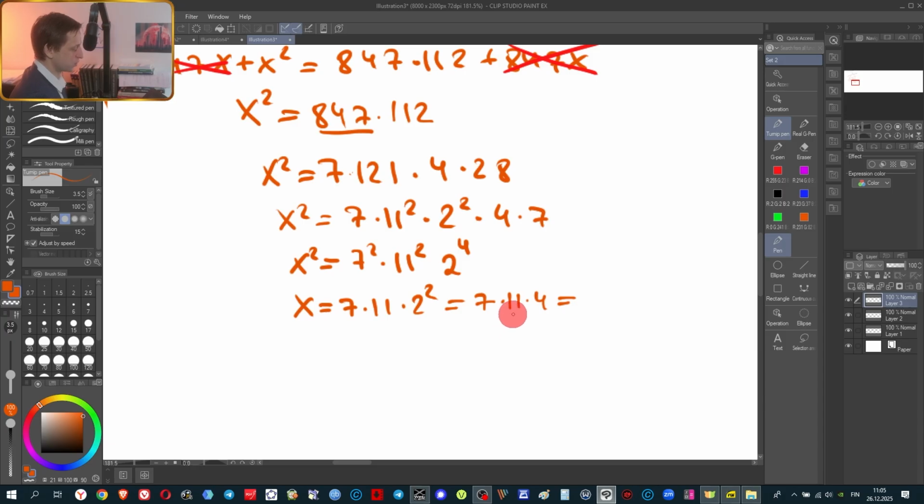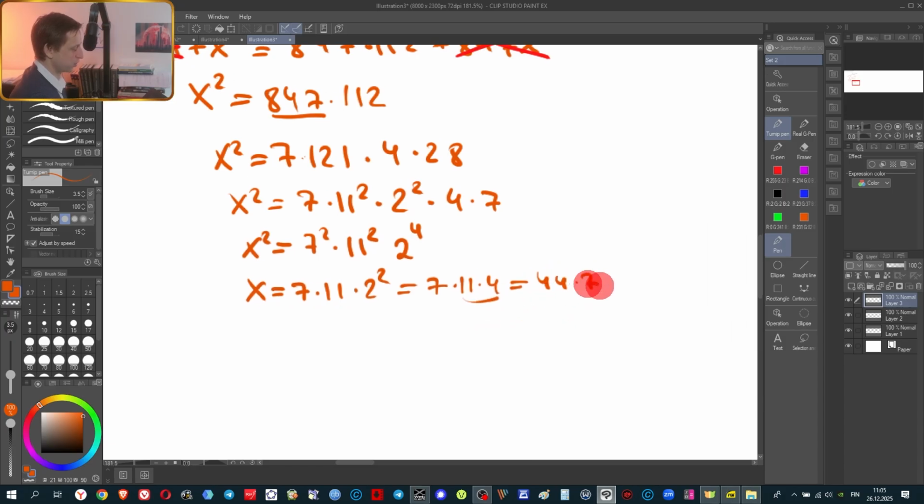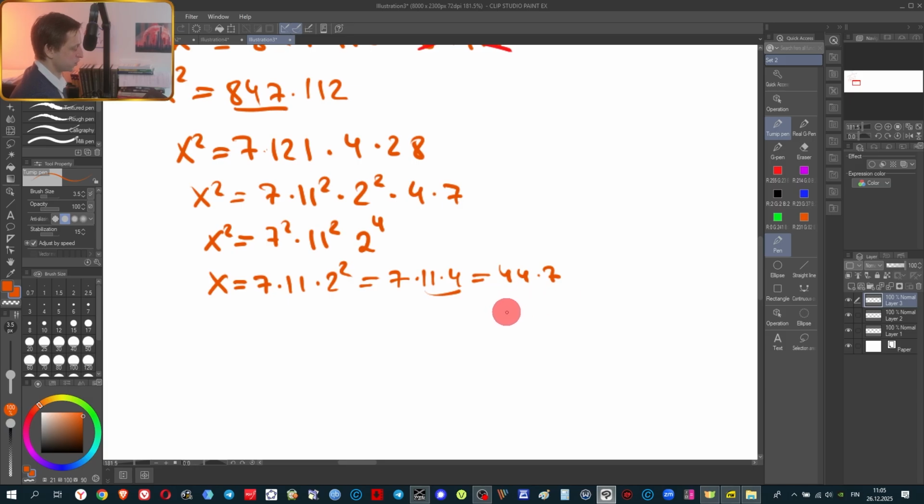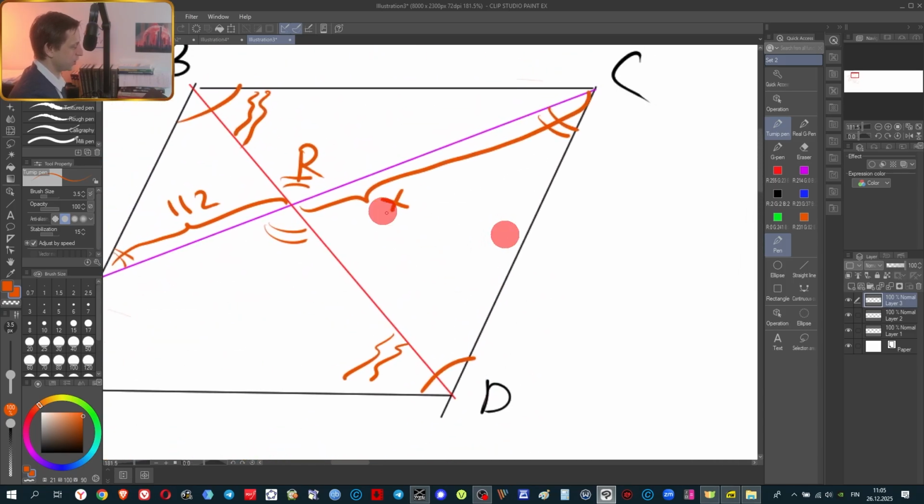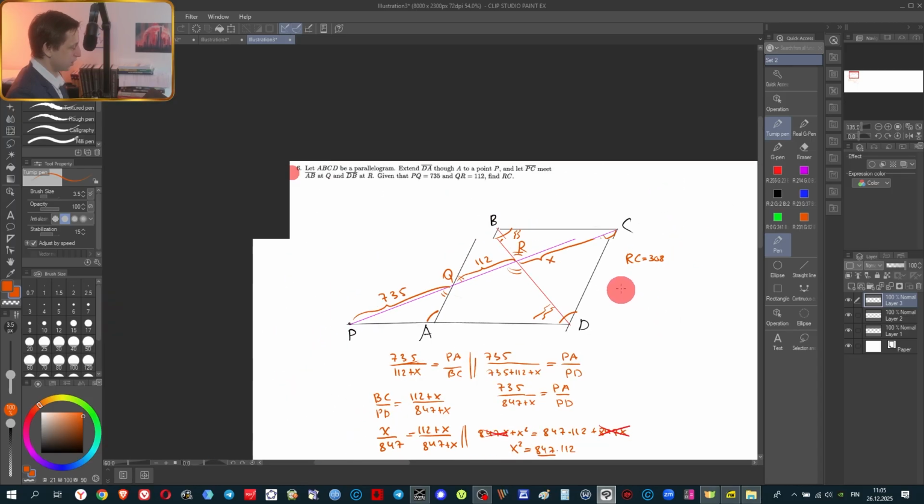And we are left with simple arithmetic. So let me first multiply, for example, this one. It will be 44, and 44 times 7. So 4 times 7 is 28. 40 times 7 is 280, plus 4 times 7 is 28, and the answer is 308. And therefore, the value of x, this side RC, equals 308, and it is a correct answer for this problem.